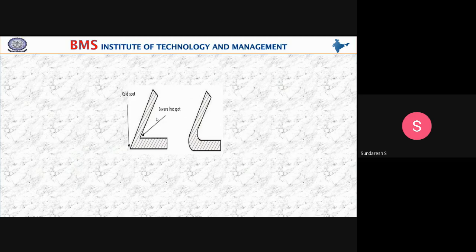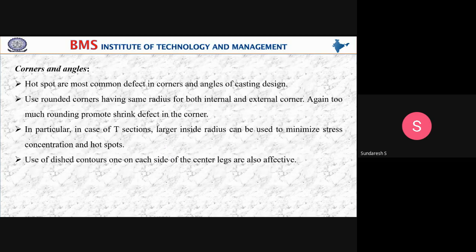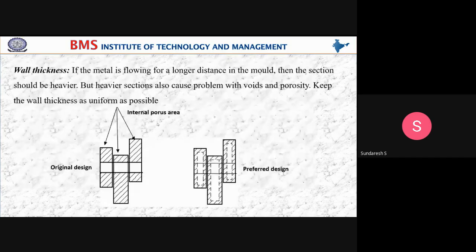See here also. Instead of having sharp corners over here, if you give a radius, look at this. This is where you have to prevent sharp corners as much as possible. So there are some ways in which corners and angles can be minimized.